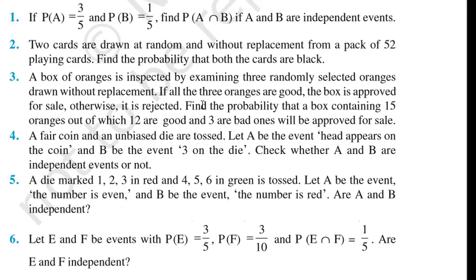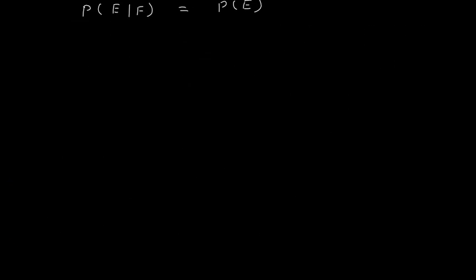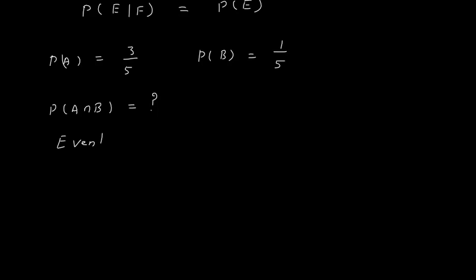So here is our exercise 13.2. The first problem is: probability of A is 3 by 5 and probability of B is 1 by 5. We have to find probability of A intersection B if A and B are independent. So first question, simple, only the formula you have to apply. P of A is 3 upon 5. P of B is 1 by 5. P of A intersection B is the question mark. Now what is given? Events A and B are independent.